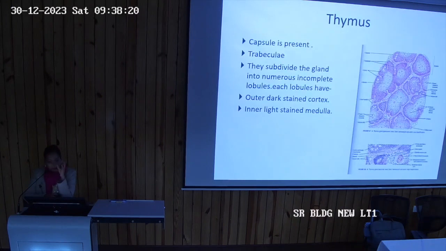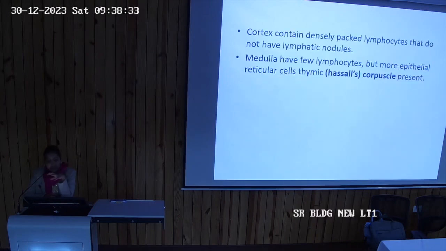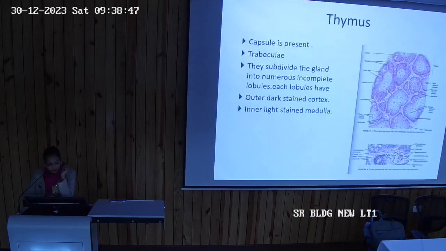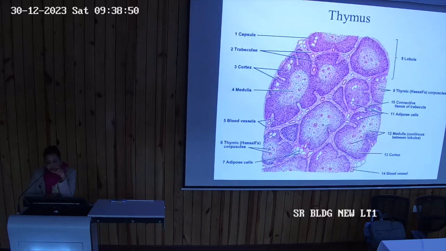So basically capsule is there, trabeculae are sent inside and which divide the thymus into different lobules. There is an outer dark zone which is cortex and inner zone is medulla. Cortex contains densely packed lymphocytes that do not have lymphatic nodules. Medulla has few lymphocytes but more epithelial reticular cells. Hassall's corpuscles are there. So this one lobule has an outer dense part which is known as cortex.